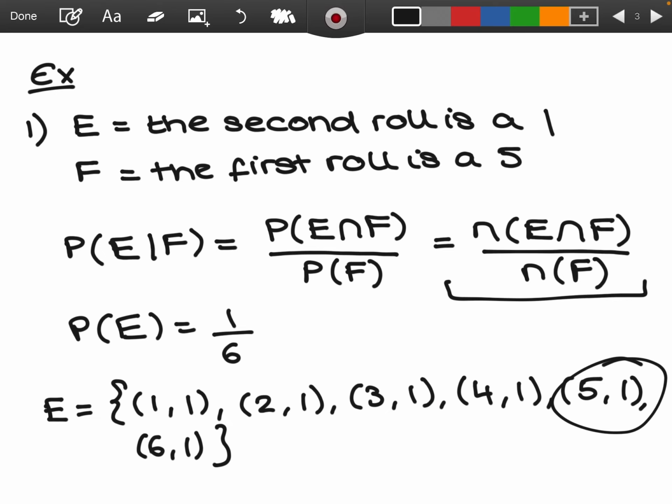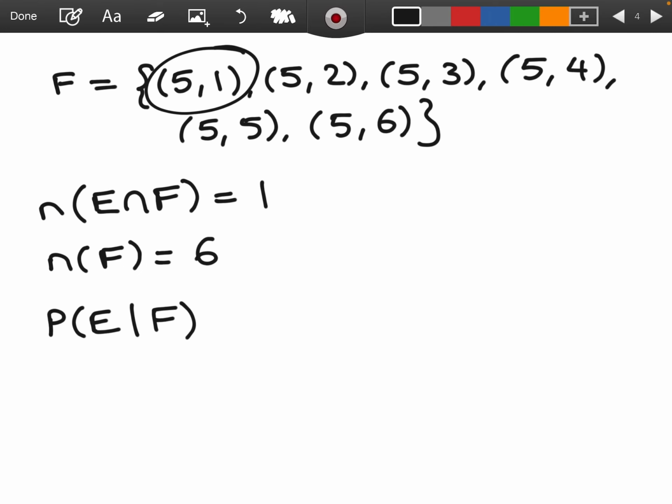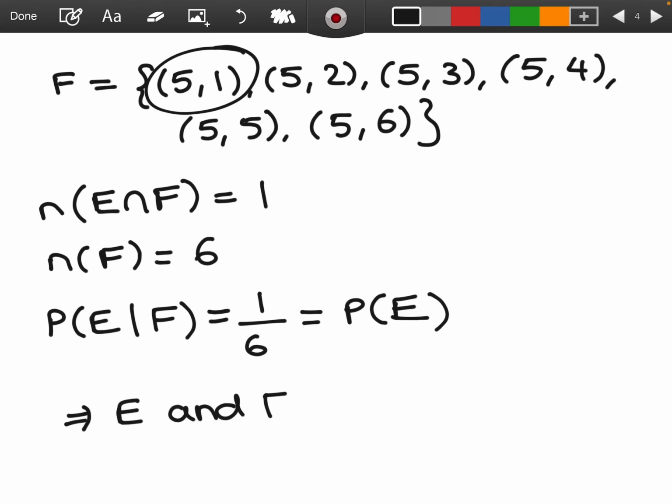So when I look at the probability of E, given that F has happened, going back to my conditional probability formula, I simplified this down to the number of events in that intersection divided by the number of events in F, which would just be 1 over 6, which we've already said is the probability of E. Therefore, E and F are independent.